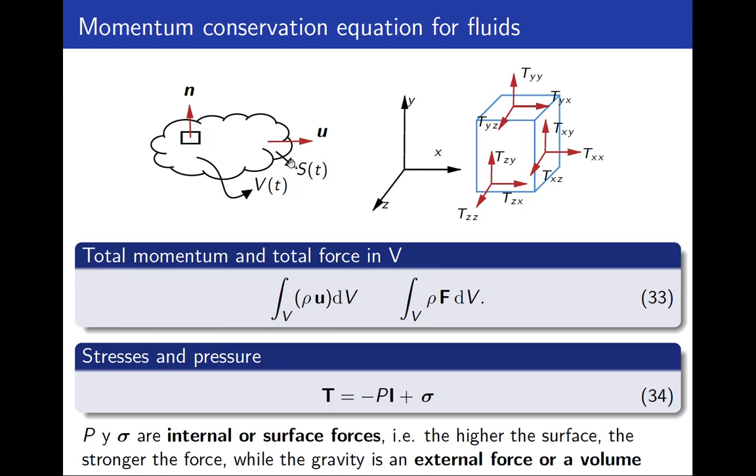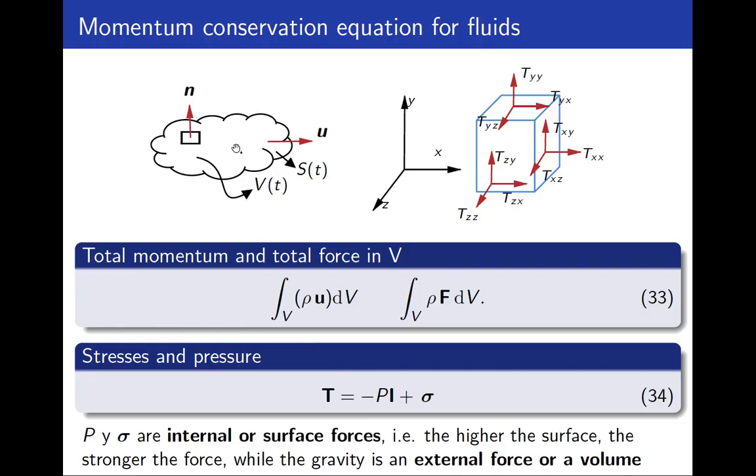That also means that we have a surface. This element of fluid has a surface which can also change with time, and then we have a vector n which points out in this direction. So let's calculate.